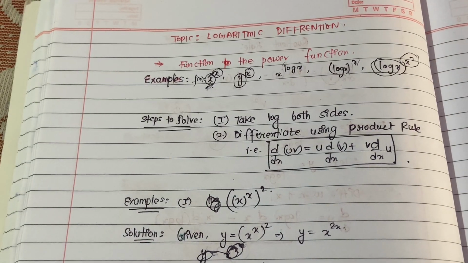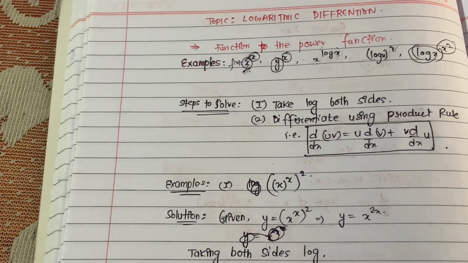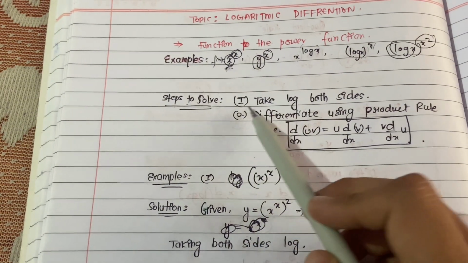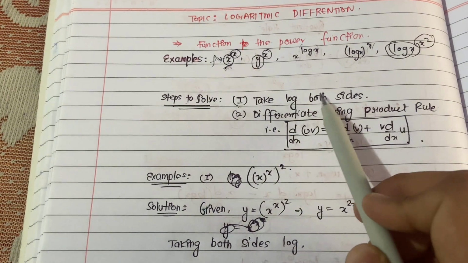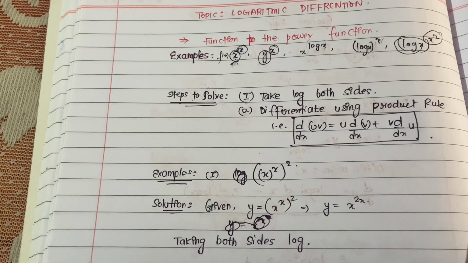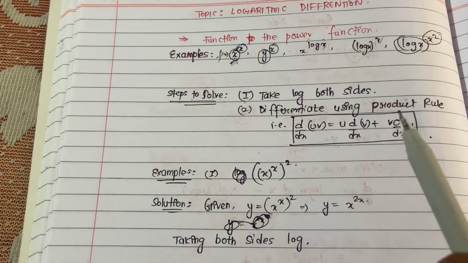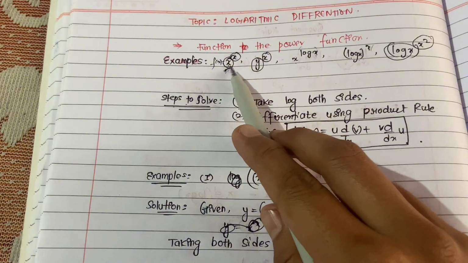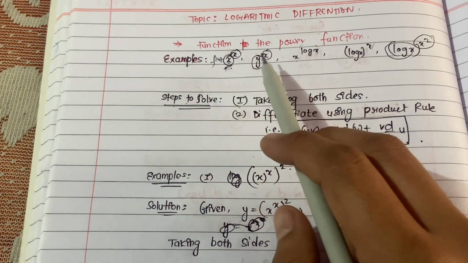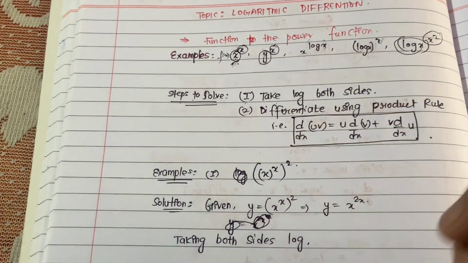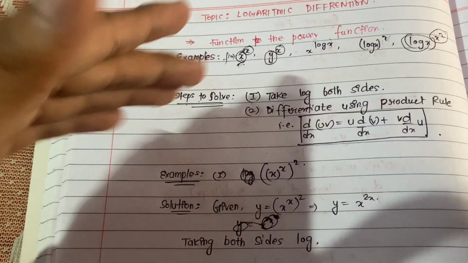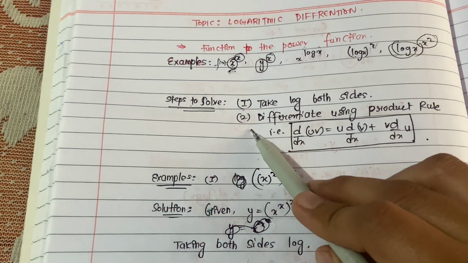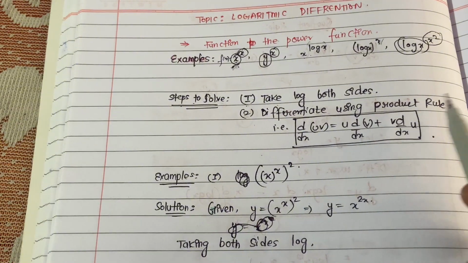So how are we going to solve it? Here I have written a few steps to solve it. Steps to solve: number 1, take log both sides. The first and foremost step is to take log on both sides. If you come across any question that looks similar to this, you need to take the log on both sides first. Okay, step 1.